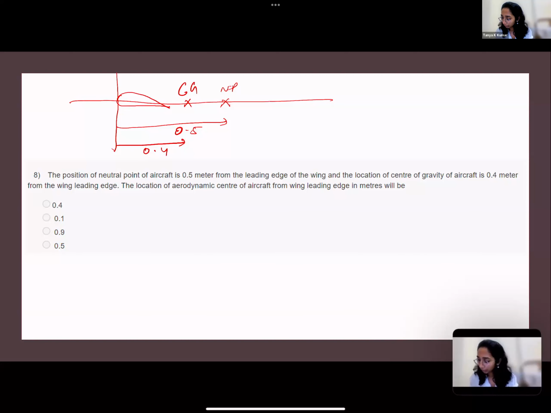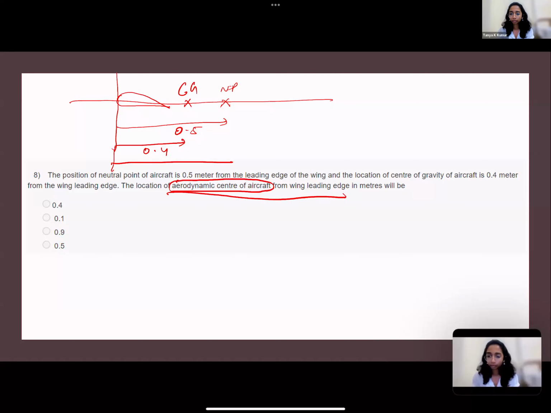The location of aerodynamic center of the aircraft from wing leading edge in meters will be. That is the question. Location of aerodynamic center from wing leading edge. So from here, how far is the AC? AC of the aircraft. Aerodynamic center of the aircraft. Why 0.4? You'll have to explain your answers. Why 0.4, why 0.1?